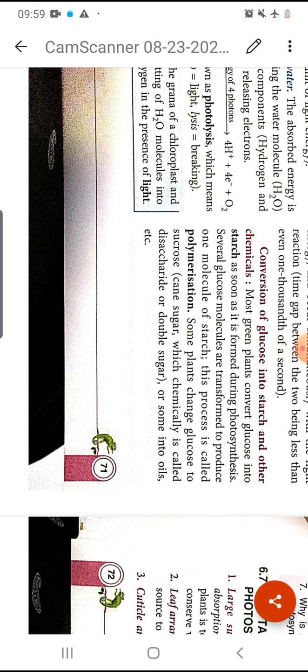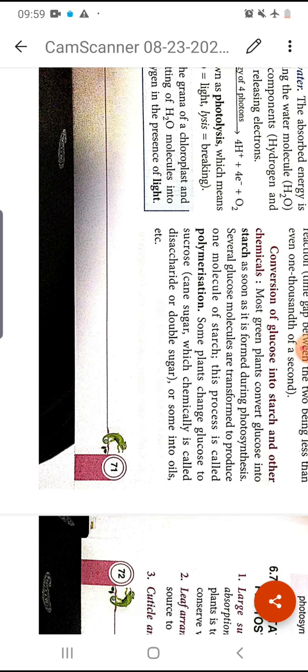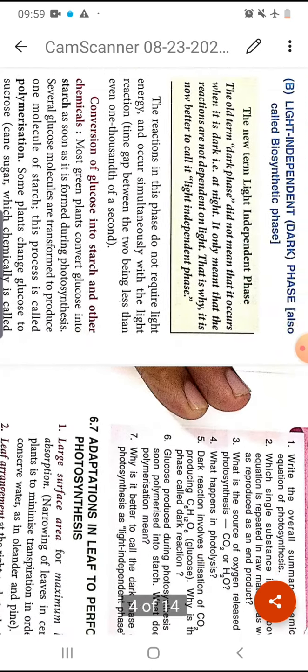Okay, so some plants change glucose into sucrose, like sugar cane, which is chemically called a disaccharide or double sugar, or some convert glucose into some oils.